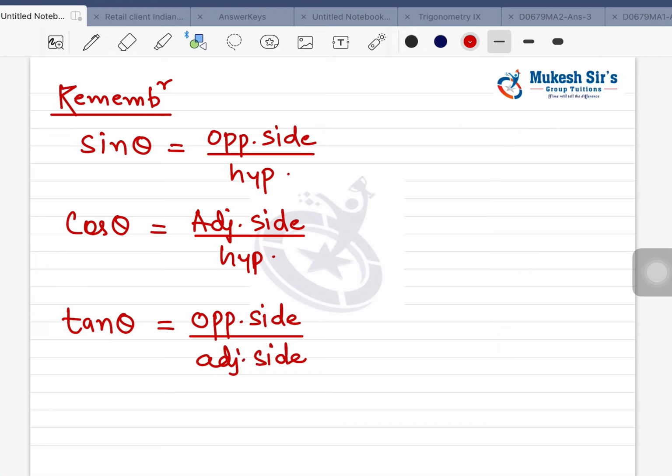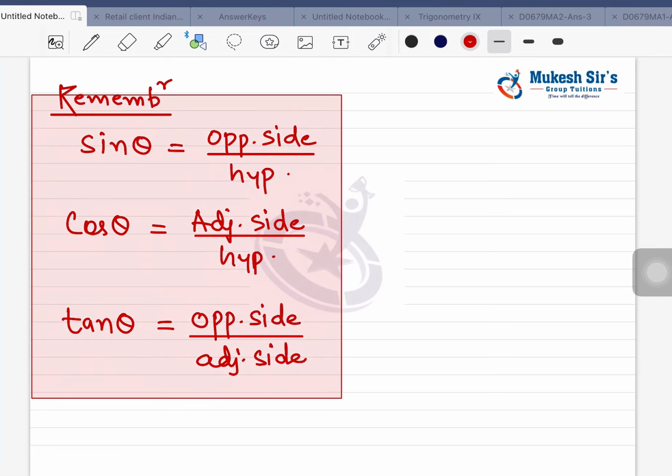सबसे पहले definitions बहुत अच्छे से write करो. These are the basic ratios का definition. Sin theta is opposite side upon hypotenuse. Cos theta is adjacent side upon hypotenuse. Tan theta is opposite side upon adjacent side. The next formula, you can convert tan को sin cos में या sin cos को tan में. So the next formula is tan theta. Tan of any angle is always equal to sin theta upon cos theta. और sin theta upon cos theta is always equal to tan theta.